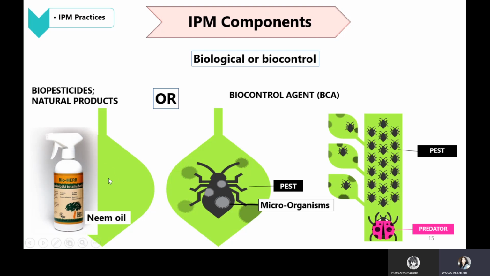So applying neem oil is ecological. It does not cause what we call phytotoxicity, which means the plants tolerate the application, there is no problem, and the plant will not die because of neem oil or frequent application of neem oil. And it will protect the plant from diseases and pests. So you can use biopesticides, or you can use what we call biocontrol agents, BCA.